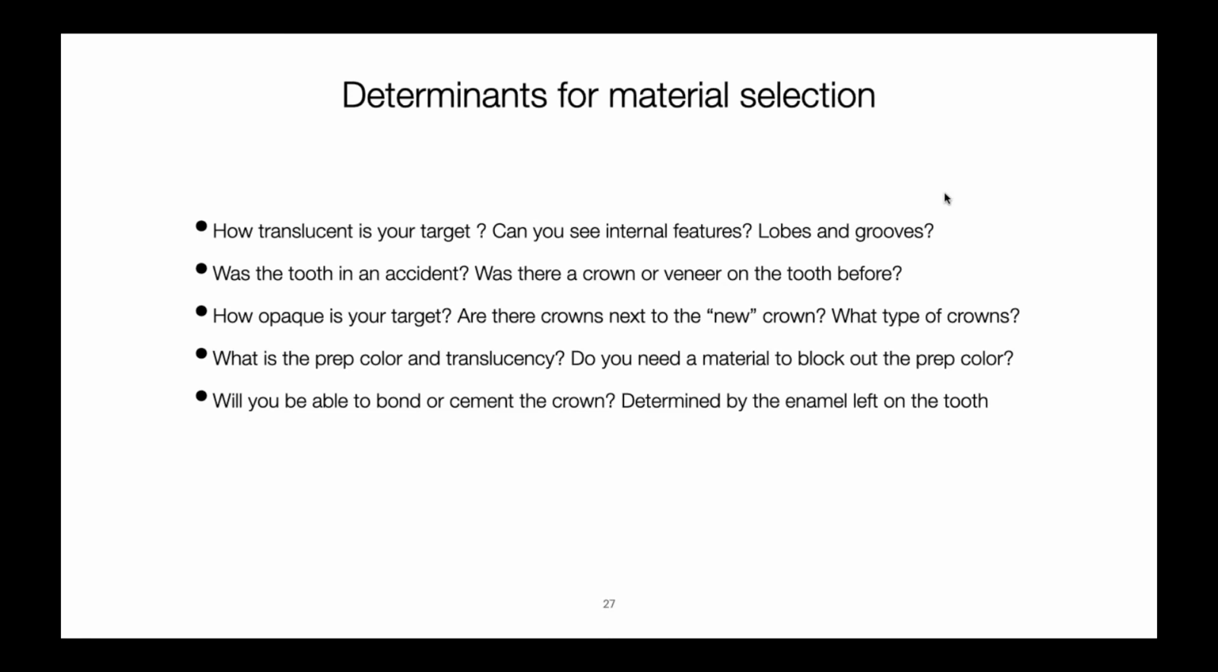What is the prep color and the translucency? Do you need a material to block out the prep color? Will you be able to bond or cement the crown? All of that is determined by the amount of enamel left on the tooth.